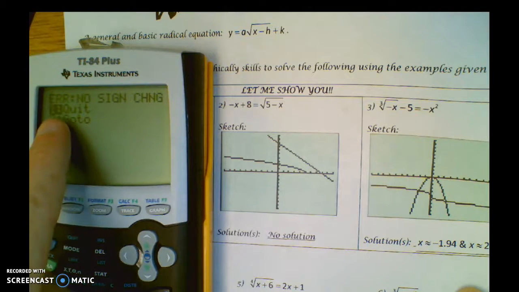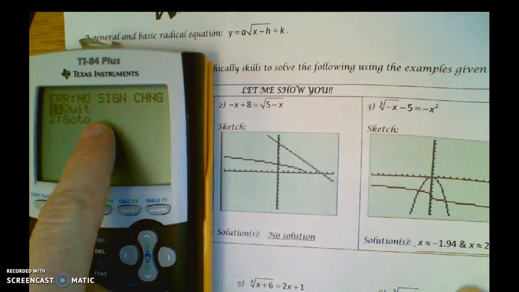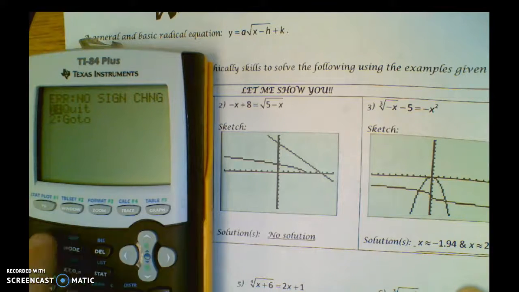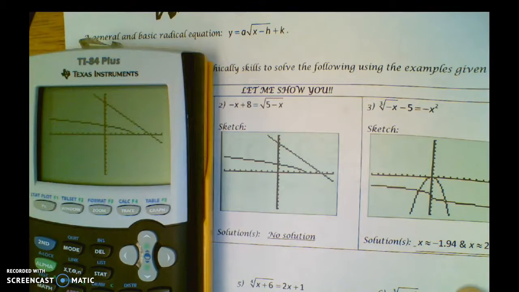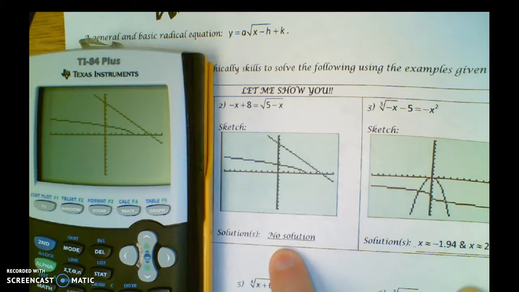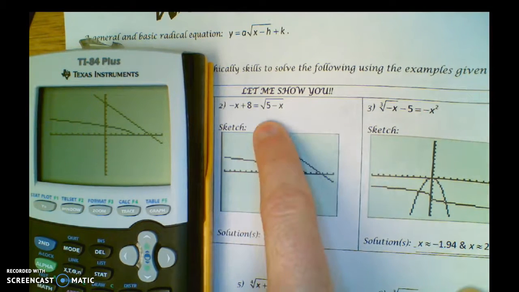And here, it's telling you there's an error, that there's no sign change. And what that means is that when you look at your graph, there's no point where the graphs are intersecting. So this is why it's a no solution. These graphs do not intersect, so there's no solution to this equation as it's set up.